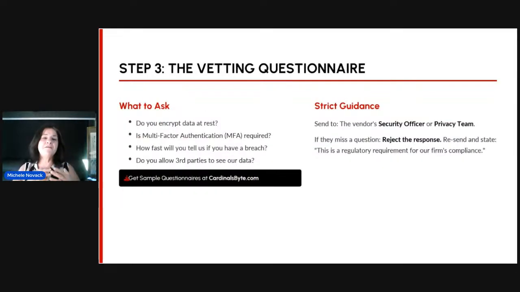So let's talk about the vetting questionnaire, because this is big, right? I've given you some questions here. You have the right to ask questions. The FTC mandates that you take responsible steps to verify security of that vendor. A questionnaire is the first step to do that. If a vendor gives you a vague answer like, "We are secure," then immediately that should be a red flag to you.